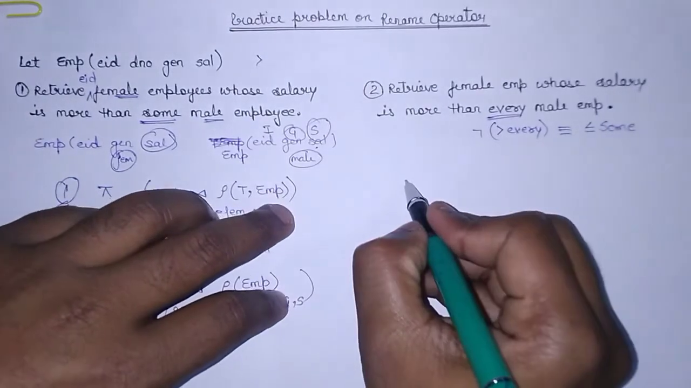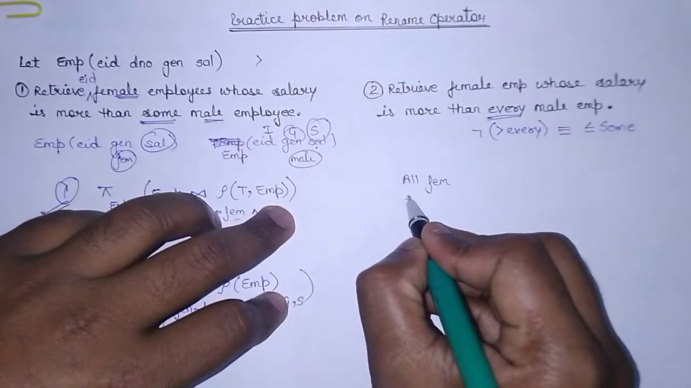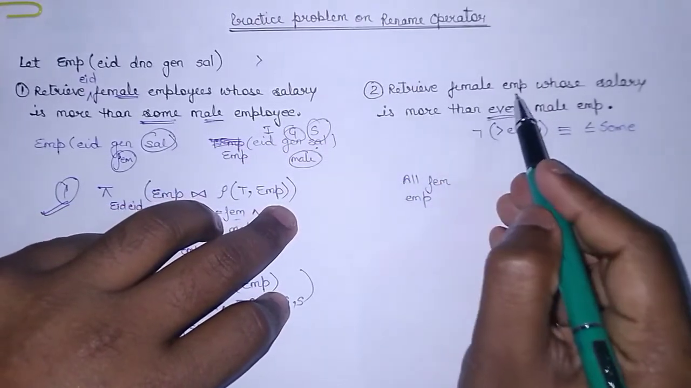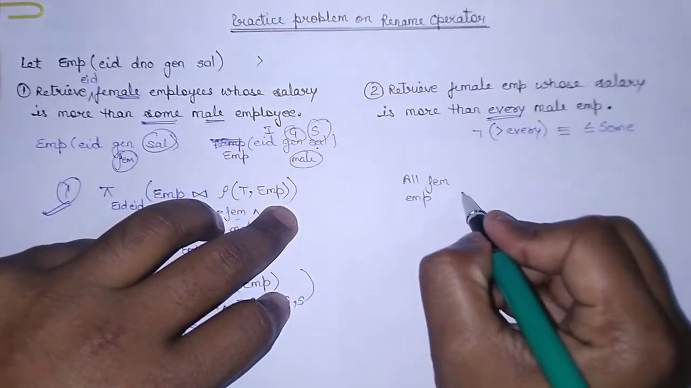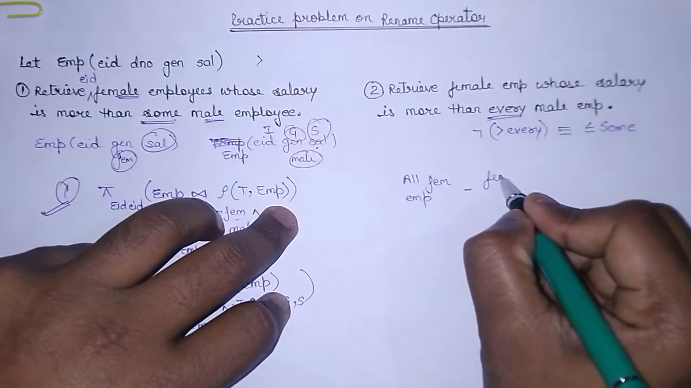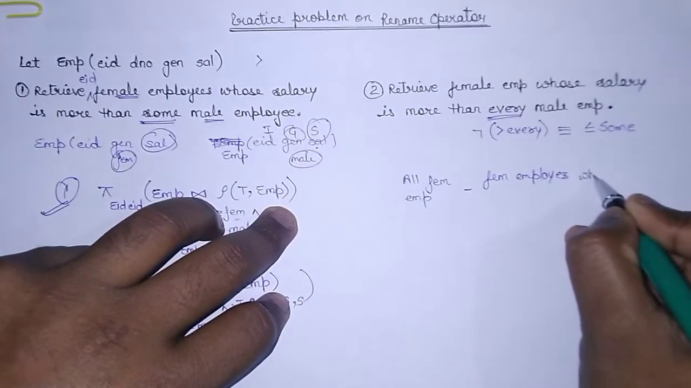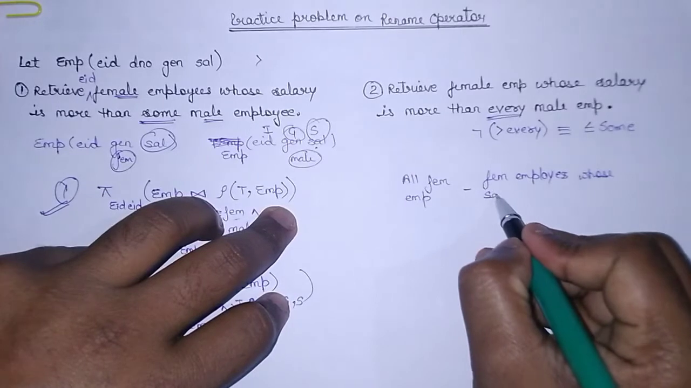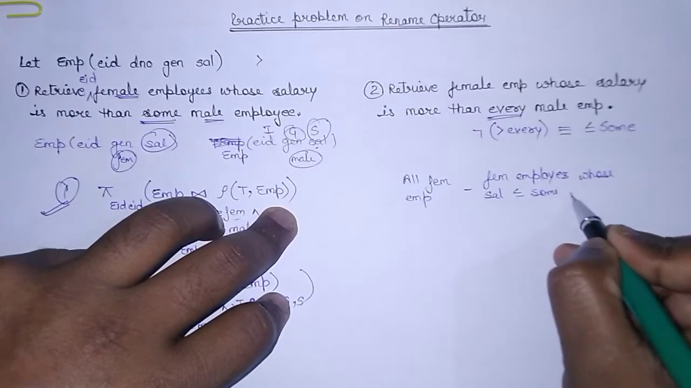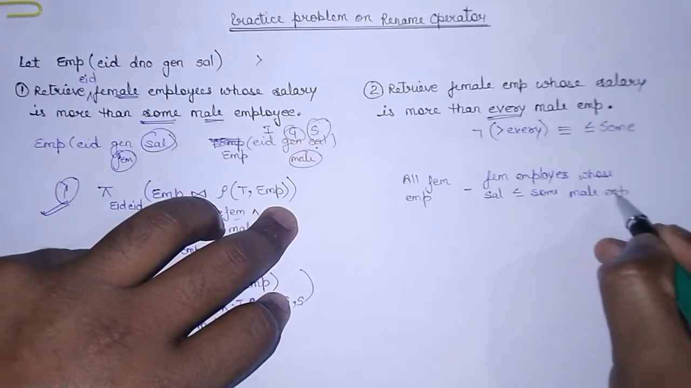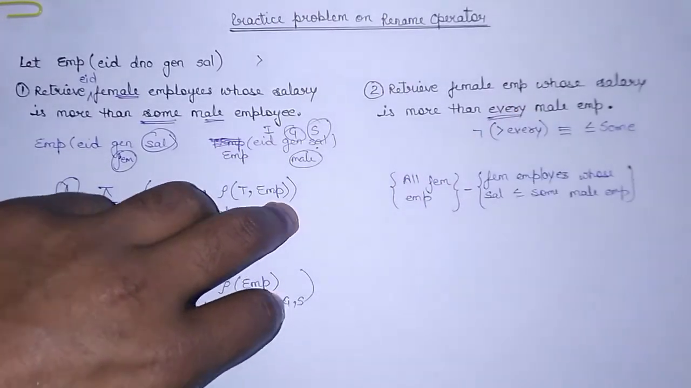So we will be subtracting this from all the female employees. Here we have to retrieve the female employees whose salary is more than every male employee. So first of all I am taking all female employees, out of which I will be subtracting the female employees whose salary is less than or equal to some male employee. So this is the way we can answer these every kind of queries.